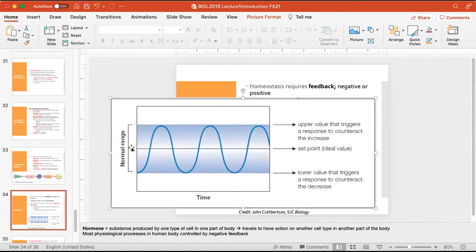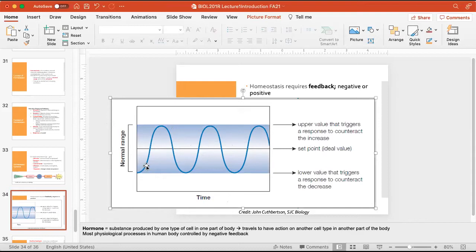This graph that you can see here, this shows a normal range for a variable and a set point. So there's a low value down here, and then there's a high value. And as long as the variable, whatever it is you're measuring, again, blood pressure, heart rate, whatever, as long as it falls in this range, you're considered healthy. You're in homeostasis. You're in an efficient, effective state of health. Your body is working effectively. The black line in the middle is that set point, what we think of as sort of the ideal value.